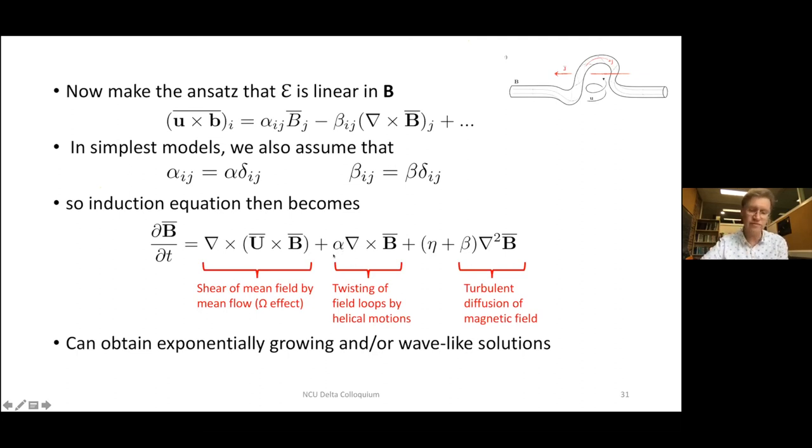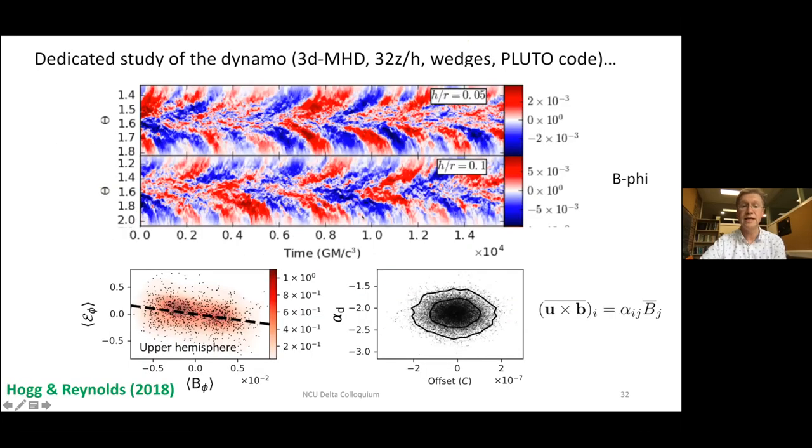I went through this very quickly, but the short version is that you can put this into the framework and language of dynamos and start to analyze the simulations to see, for example, whether I can measure the dynamo coefficient alpha. And that's something we did with Drew Hogg a couple of years later. He explores the details of these dynamos. This is from two particular thin accretion disks, one with an H over R of 0.05 and one of 0.1, and you can start to measure these dynamo coefficients accordingly. So let me come to the last few minutes.